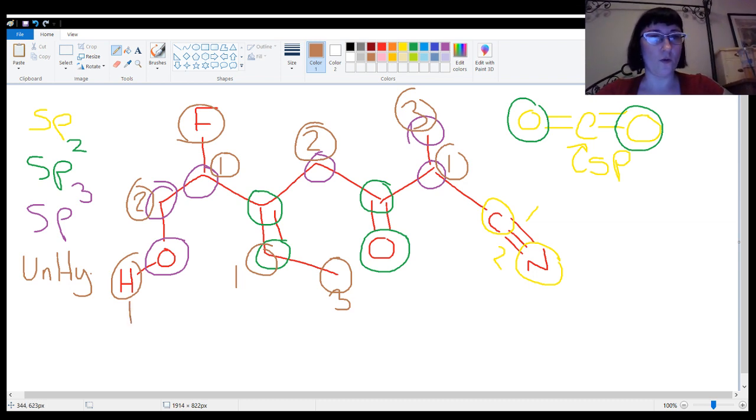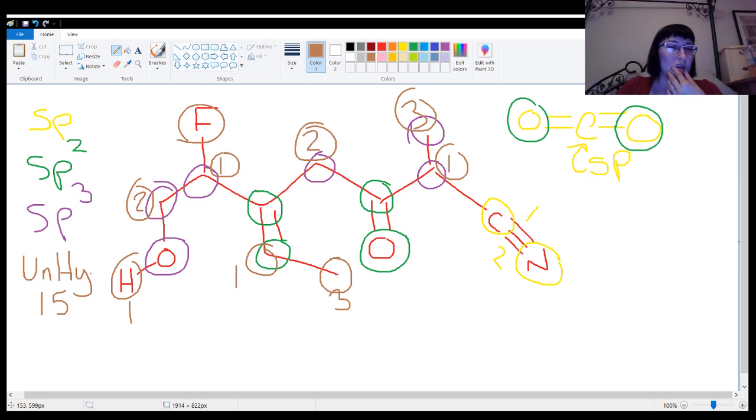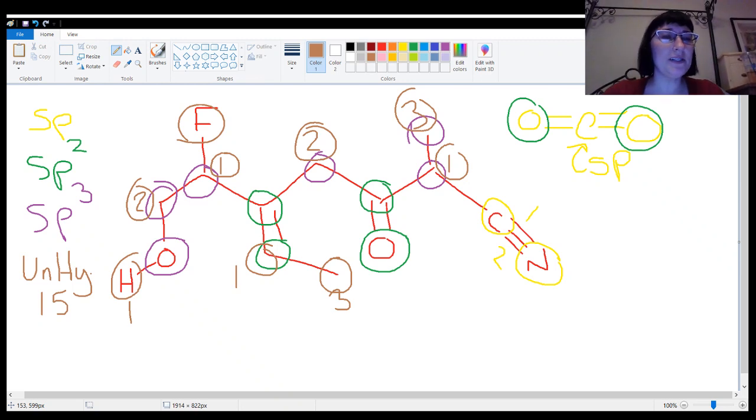1, 2, 3, 4, 5, 6, 7, 8, 9, 10, 11, 12, 13, 14. Is that 15 atoms? So I can double check my math on that. But 15 unhybridized atoms on this molecule. Okay.